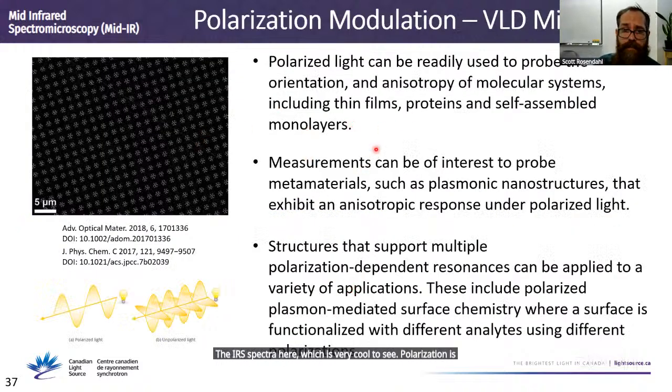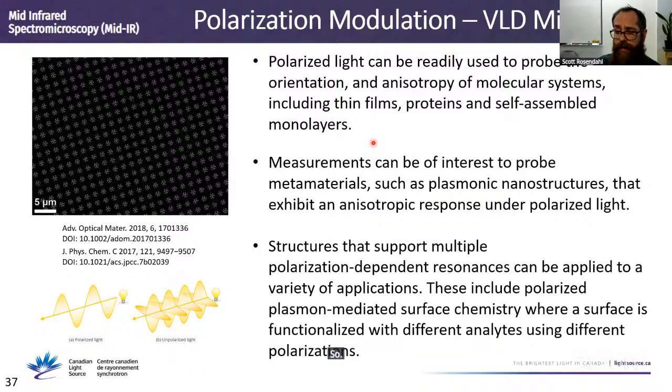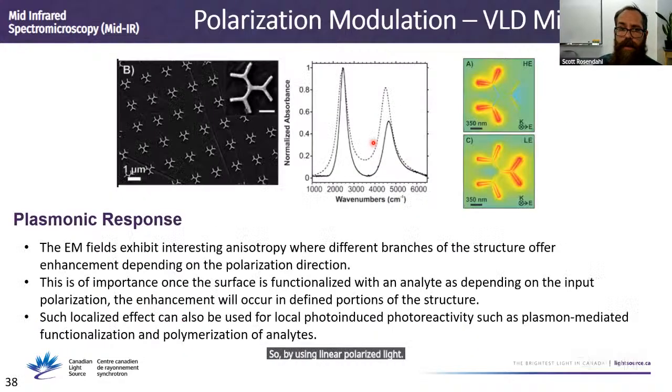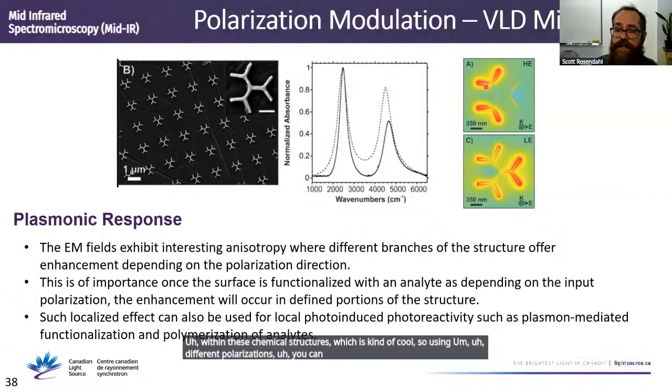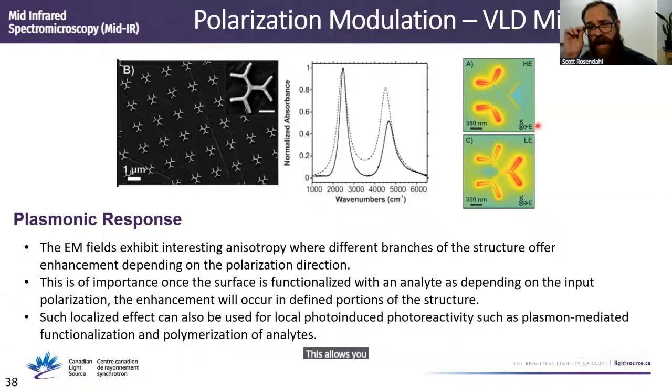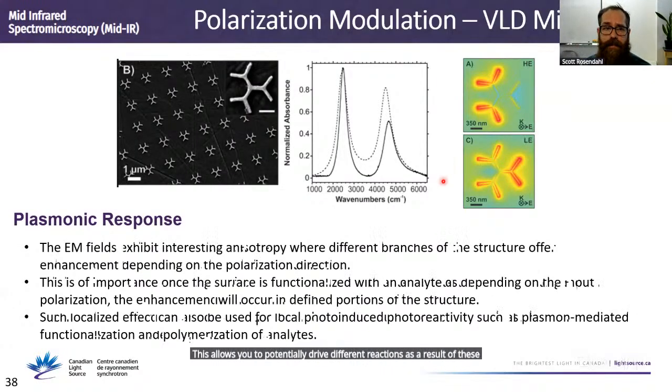Polarization is another thing that we play with. So by using linear polarized light, you can probe different bands within these chemical structures, which is kind of cool. So using different polarizations, you can highlight different regions of these photonic materials. This allows you to potentially drive different reactions as a result of these plasmons and surface plasmons there.